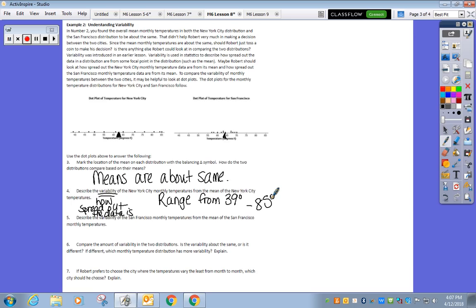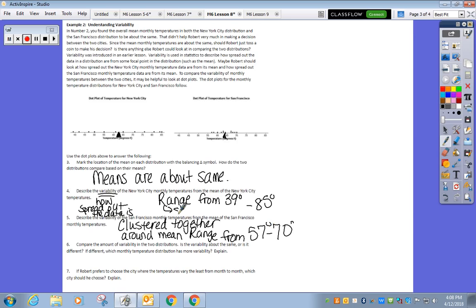So now in number 5, it's saying describe the variability or how spread out San Francisco monthly temperatures are from the mean of San Francisco monthly temperatures. If you look, in talking in terms of spread out, these dots are spread out from this number. These dots are much closer or clustered together to the mean. So in this case, we say that they are clustered around the mean, clumped together around the mean, and they range from 57 to 70 degrees.